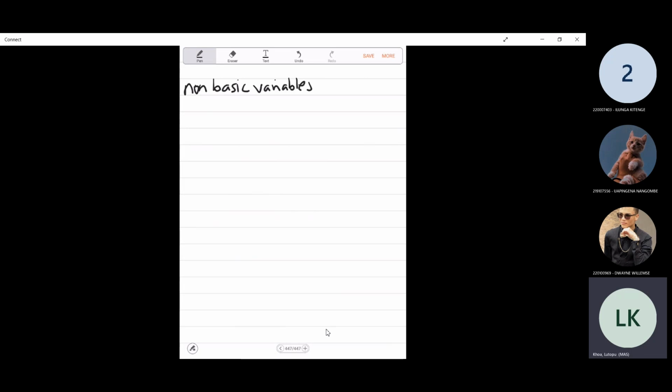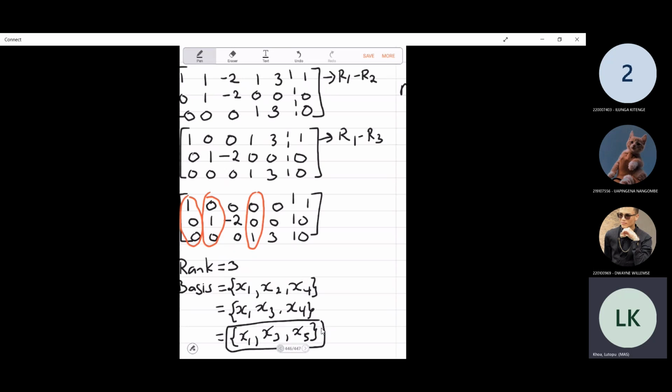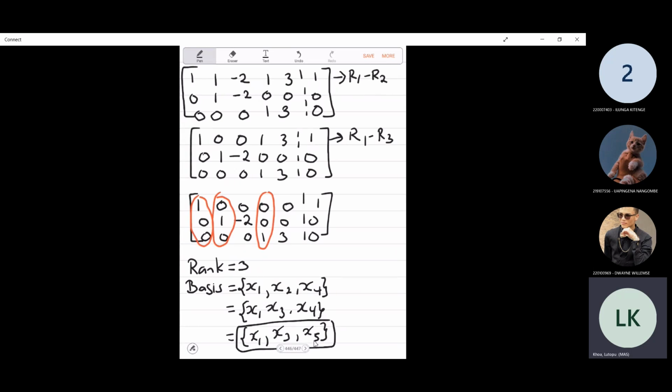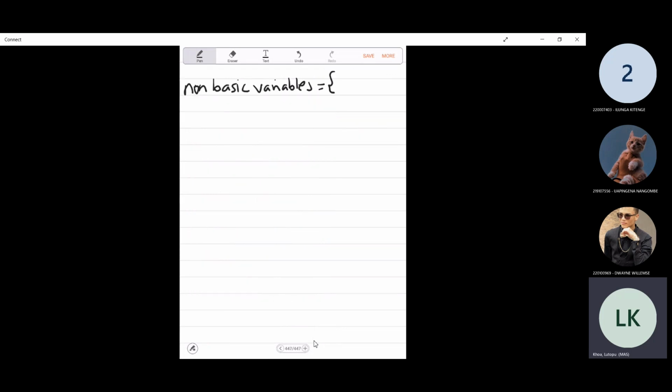These are just the variables that are not in our basis. So since we pick x1, x3, x5, the ones that are not in the basis are x2 and x4. Then to get the general solution, we let x2 equal a, where a is some real number, and x4 equal b, where b is some real number.